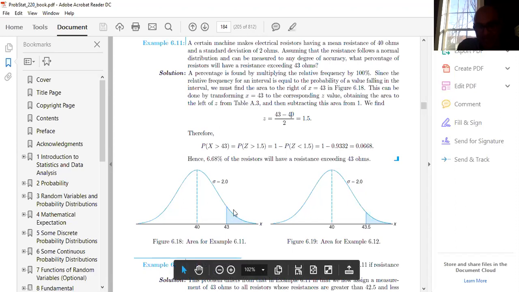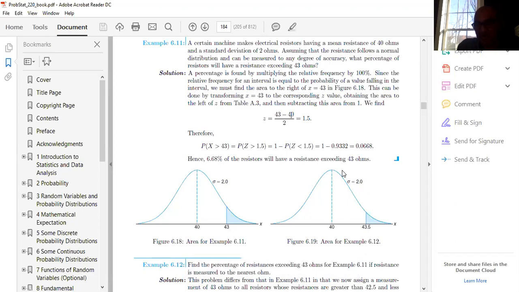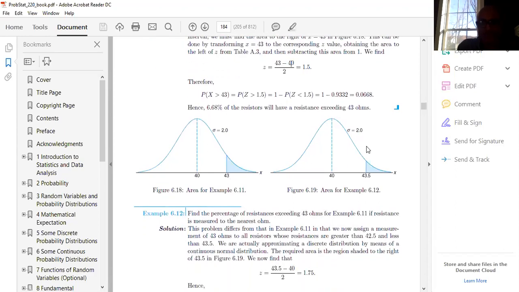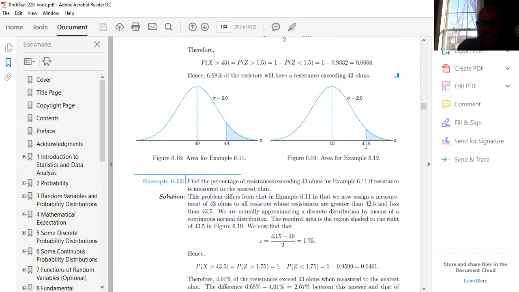So resistance exceeding 43 ohms, there are 6.68%, almost 7%. You cannot write 7 because it is 6.68. And that's the reason I always emphasize to go up to 4 numbers after the decimal. Okay, next example: find the percentage of resistance exceeding 43 ohms for example 6.11, if the resistance is measured to the nearest ohm.